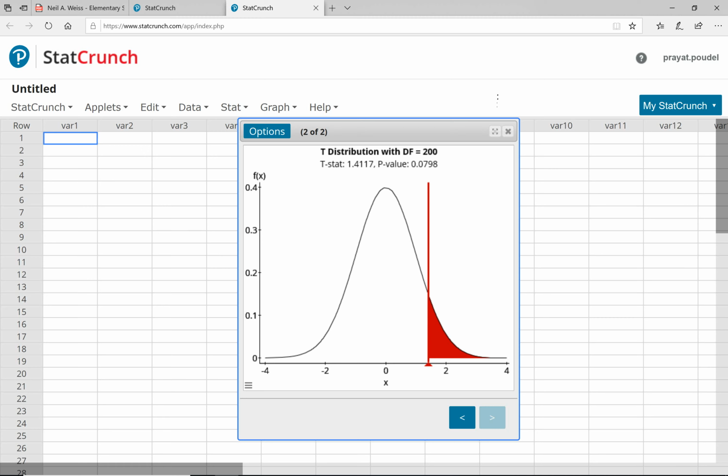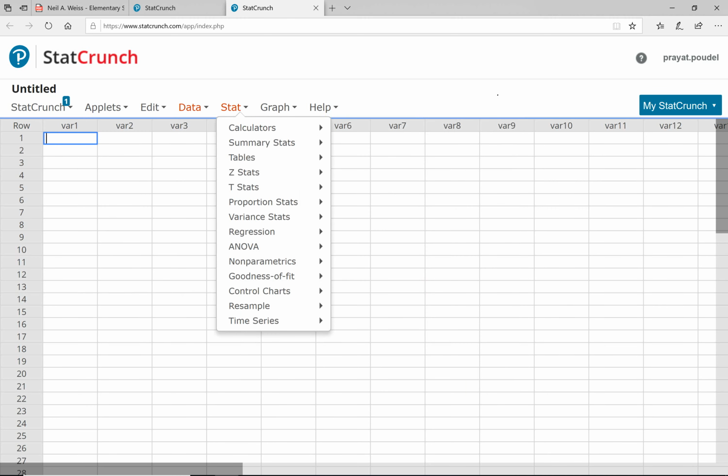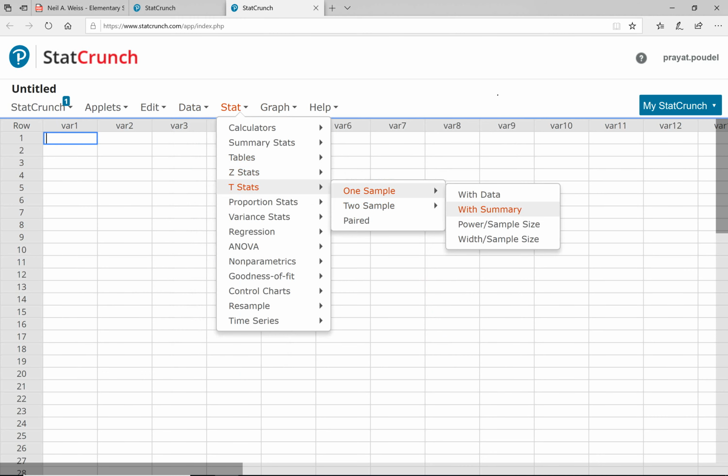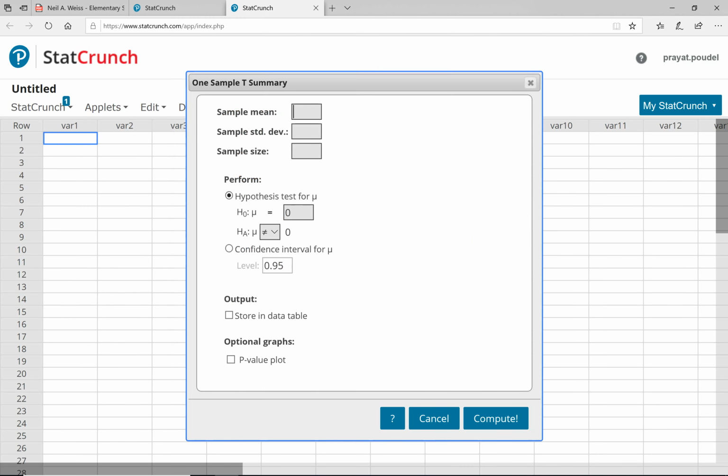All right, so again, let me go back. To do this, we're going to go to statistics, t-stats, we're looking at one sample, and rather than using data, we're using summary. We're going to input the mean, standard deviation, sample size, enter the hypothesis test, and if you want a graph, you're going to select the p-value, and that's going to give you the p-value for this one here. And using the p-value, given our significance level, we're going to see whether we can reject the null hypothesis or we cannot reject the null hypothesis.